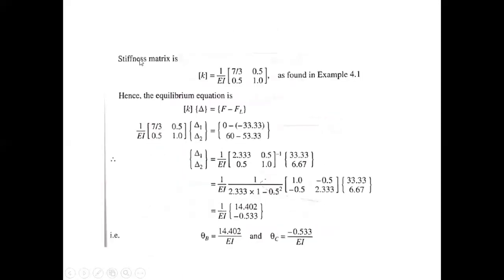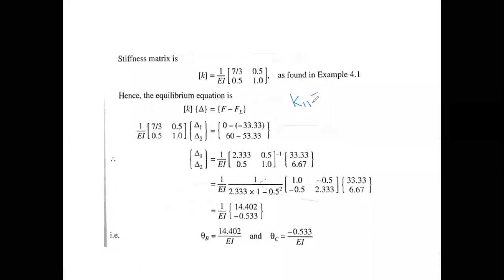So, the stiffness matrix method. We'll calculate the stiffness matrix. In the previous question, we have already calculated the stiffness matrix components, so we'll simply put the values over here. In the previous class, the question that we solved, the value of K11 was calculated as 7 upon 3 EI.